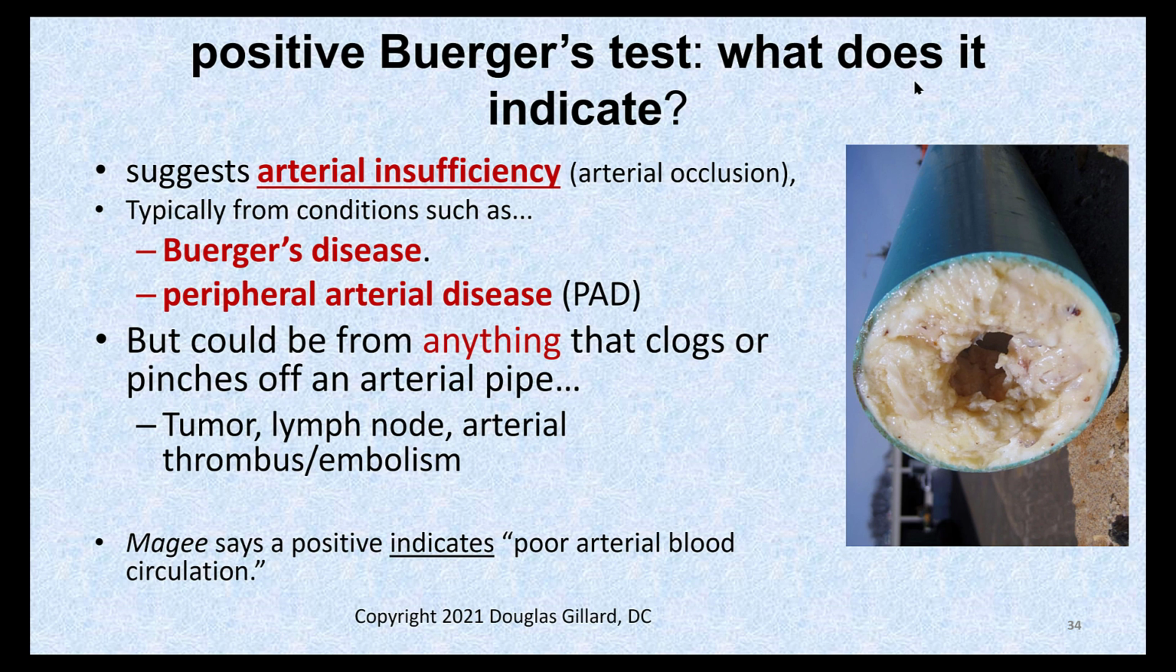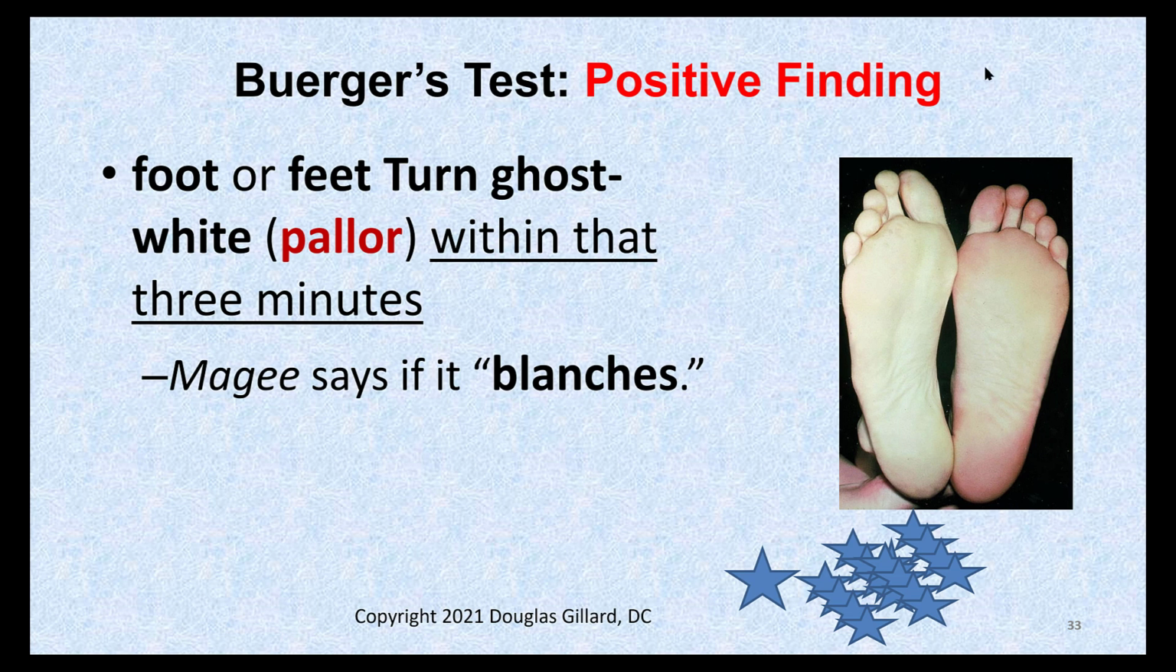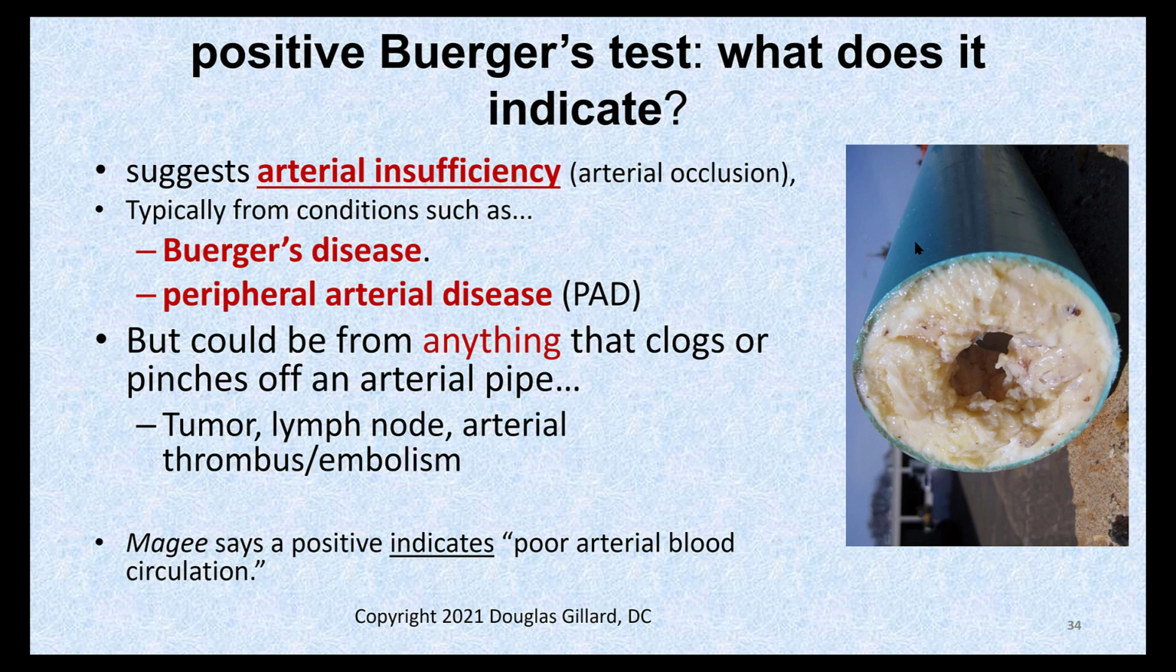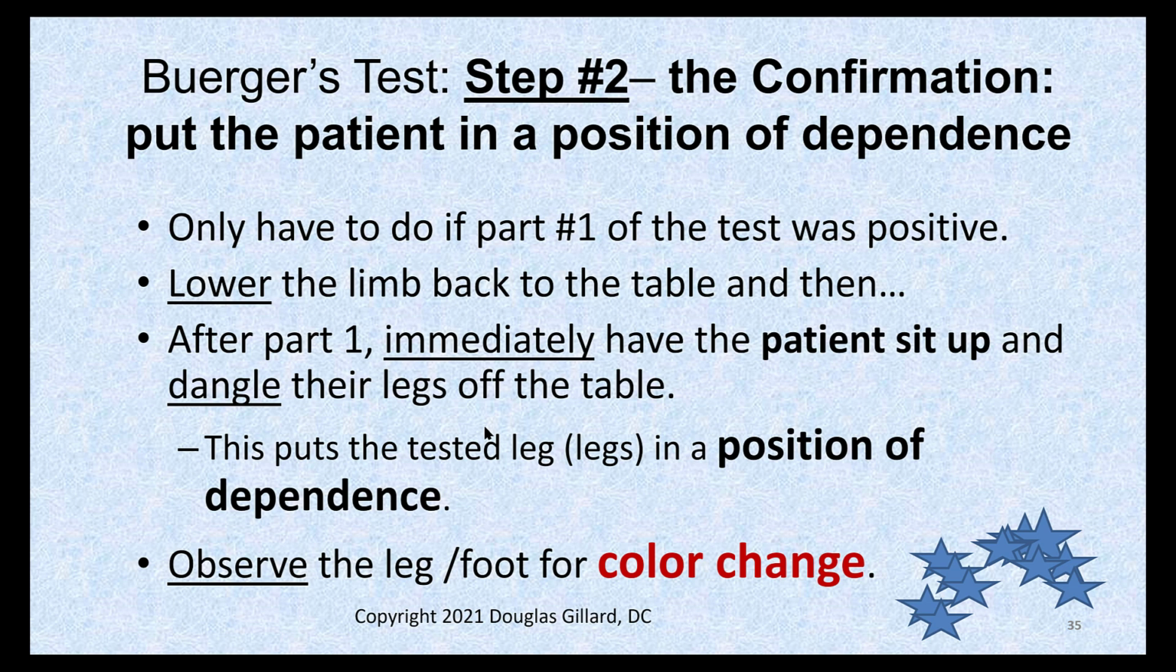Now, what does it indicate? What does this patient have? Well, really all you can tell at this point is their arteries aren't working. They're clogged by something. So that's called arterial insufficiency. It typically occurs from peripheral arterial disease. It would probably be bilateral if that was the case. But anything that clogs the arterial pipe upstream can cause it. Tumor, lymph node, arterial thrombus, embolism, that can all do the trick. So you have to put on your detective hat and maybe try to figure out what it is. But it indicates arterial insufficiency.